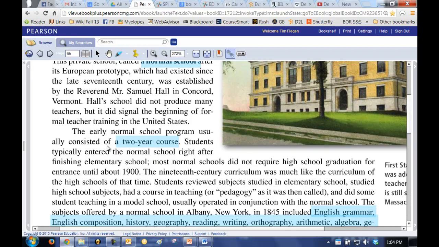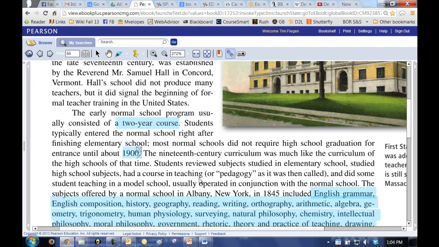The early normal school program usually consisted of a 2-year course, 2-year program, and you were a teacher. Students typically entered the normal school right after finishing elementary school. Most normal schools did not require high school graduation until 1900. So prior to that, you didn't have to complete high school. You'd finish elementary school and go on to college and study teaching at the normal school. The 19th century curriculum was much like the curriculum of high schools at that time.